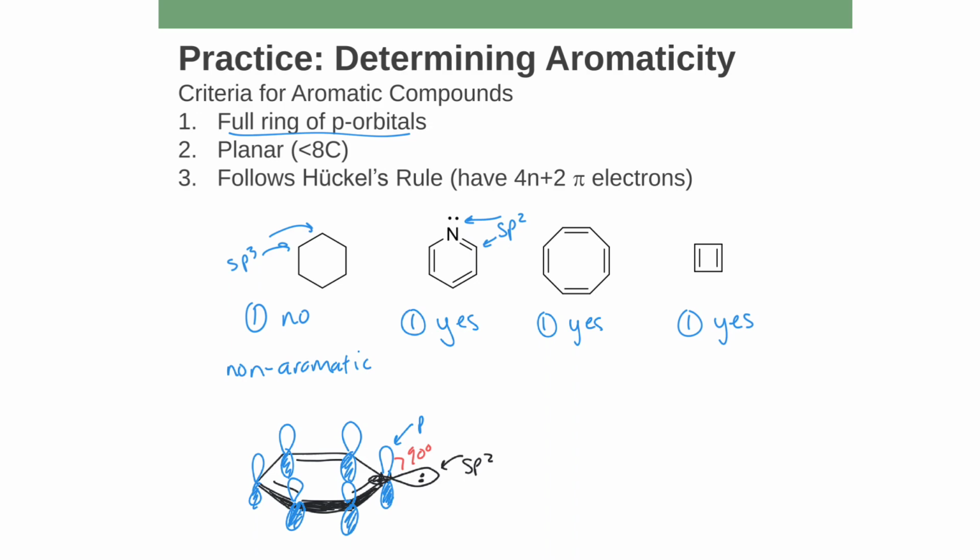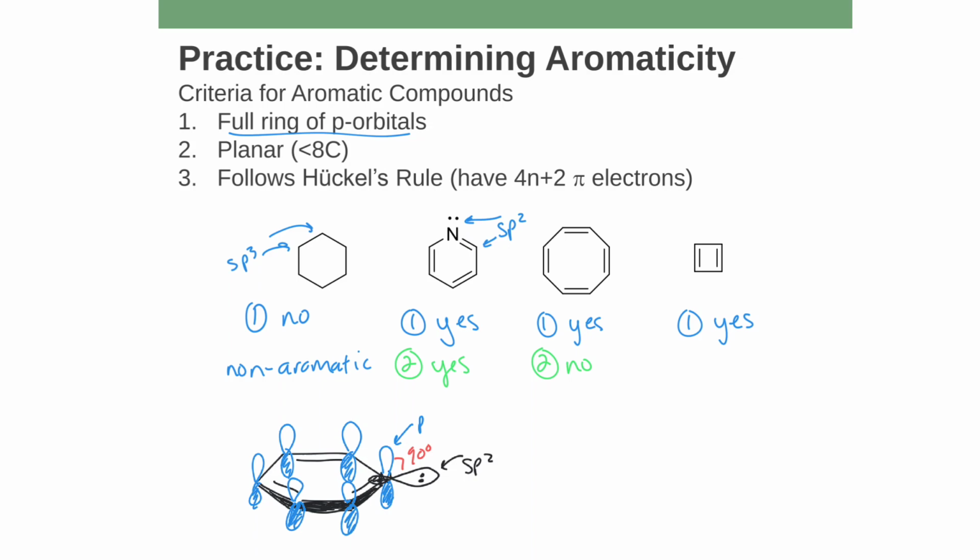Again, I don't care about the first one. It doesn't even have a ring of p orbitals. Number 2, is it less than 8? Yes, it is less than 8. Number 3, is it less than 8? No, it is not less than 8. It is too big. It is 8.